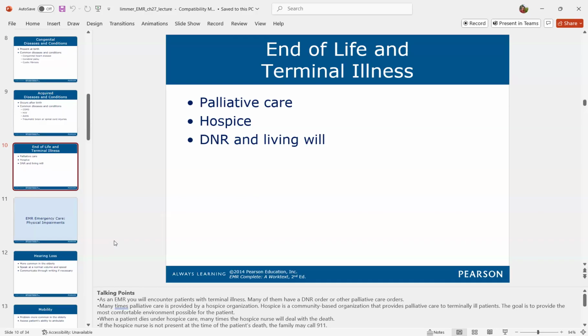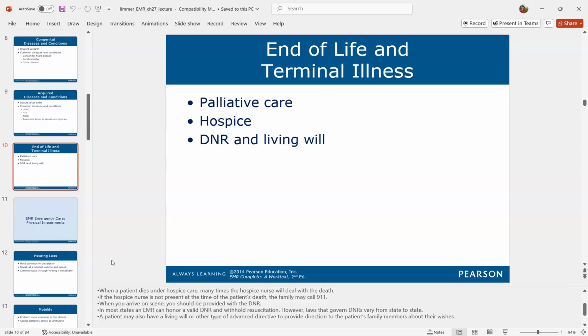Hospice is a community-based organization that provides palliative care to terminally ill patients. The goal is to provide the most comfortable environment possible for that patient. When a patient dies under hospice care, many times the hospice nurse is there to deal with that death. If the hospice nurse is not present at the time of the patient's death, the family is going to call 911, and that's when we're going to be called out.